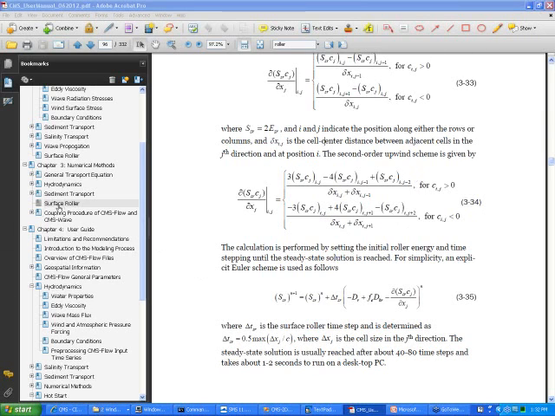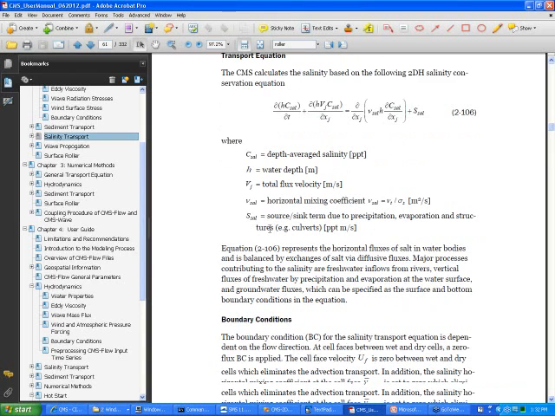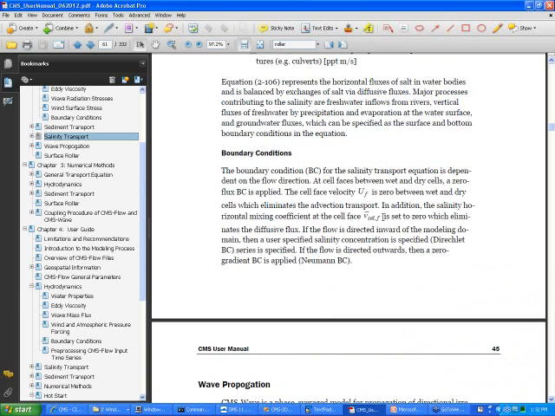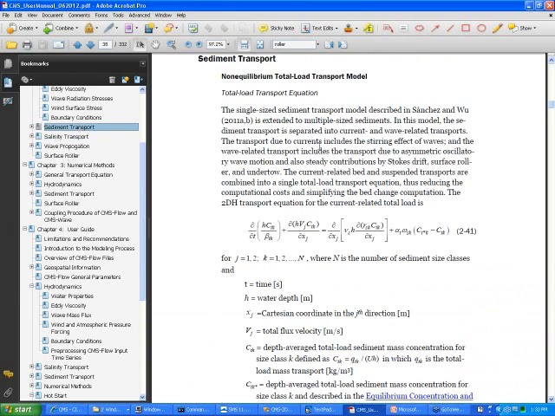Let me go back to salinity transport. Well, salinity transport is very basic in CMS, and I think that's all I'm going to cover for that. I really want to get into sediment transport because I know that's going to lead to a lot of questions, and I need to spend more time on that. Probably going to have to continue with sediment transport tomorrow.